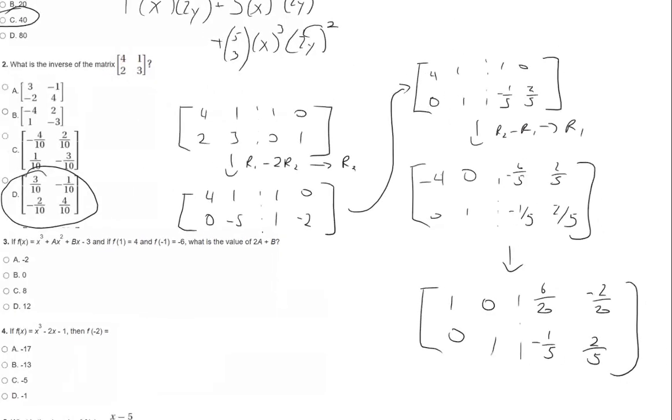Okay, does that match that answer? It does, because we can simplify this 6 over 20 to 3/10, and this minus 2 over 20 to minus 1/10. Exactly matches choice D. Okay. All right.